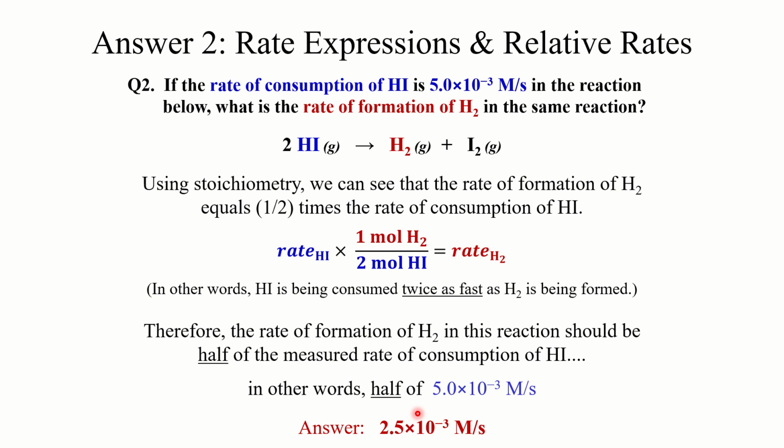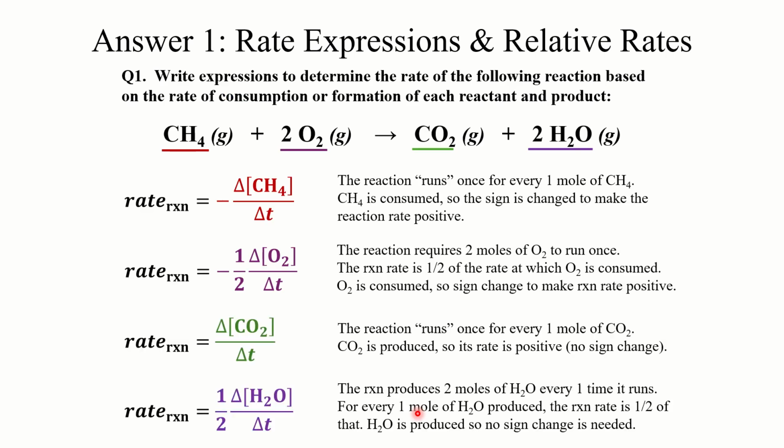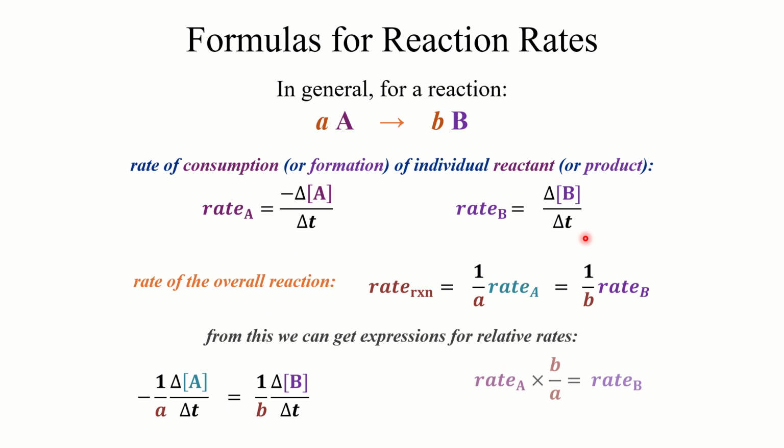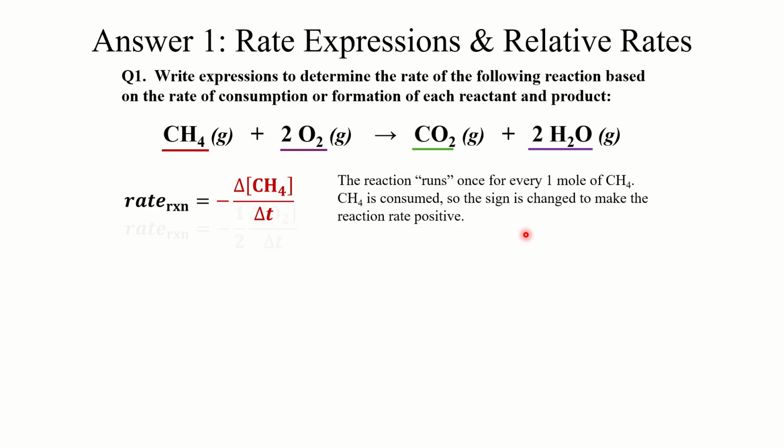All right, so this wraps up rate expressions and relative rates. So it's important to remember that rate expressions and relative rates are all about the rate of consumption, rate of formation, and the overall rate of the reaction, and they are all related to one another via stoichiometry. So again, this is a very important slide to come back to as you are working through homework problems. Using this slide, you should be able to work out any example problems like the ones I did in these slides here.